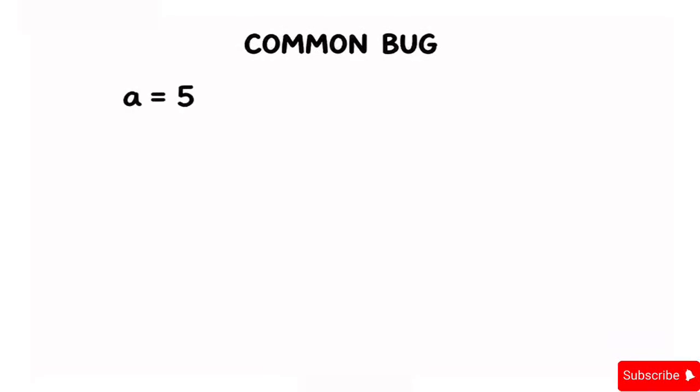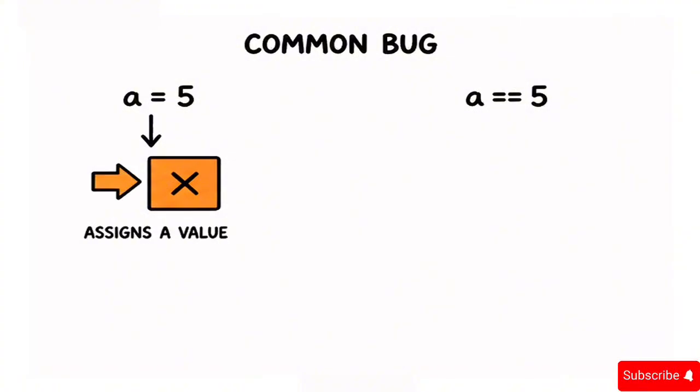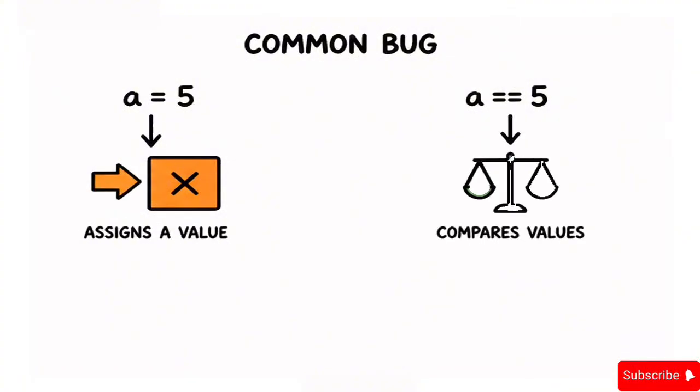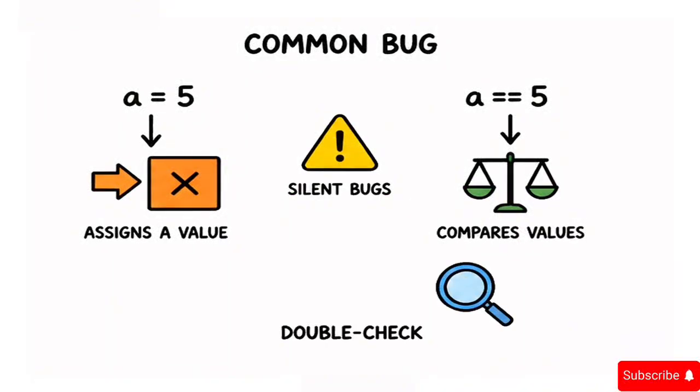A common bug is writing a single equal sign instead of two. A single equal sign assigns a value. Two equal signs compare values. Mixing them up creates silent bugs, so always double-check inside if conditions.